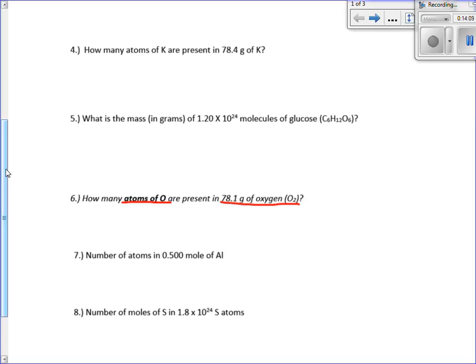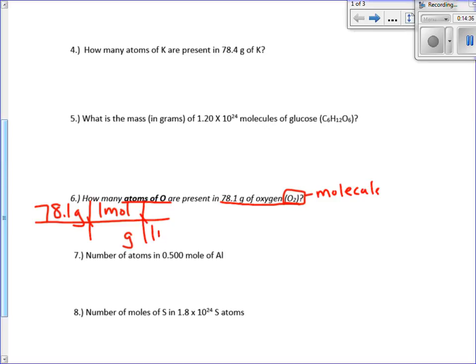We still start with our 78.1 grams that go in the upper left corner. Now we're going to diagonal down our grams and we're going to go to moles. But we have O2 here. O2 is not an atom. O2 is actually a type of molecule because it's covalently bonded. So I'm going to work it to molecules first. We're going to go to molecules first. So I'm going to diagonal down my 1 mole, and I'm going to go through 6.02 times 10 to the 23 molecules. Okay?